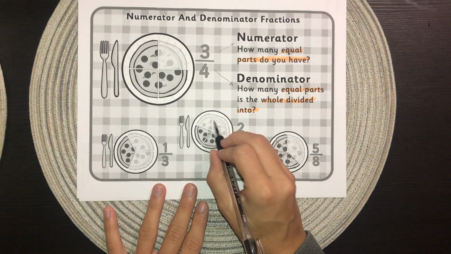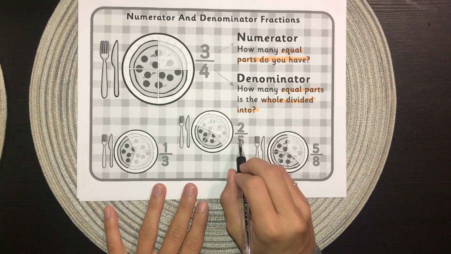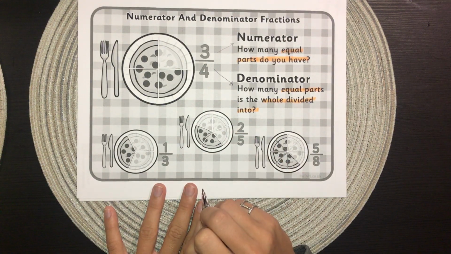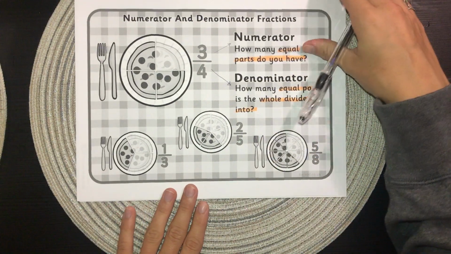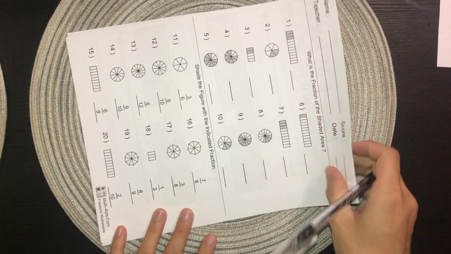And then over here, 1, 2, 3, 4, 5. So 5 is the denominator because it's 5 total, and then 1, 2 is the numerator. Okay? So that's just a little reminder about numerator and denominator.